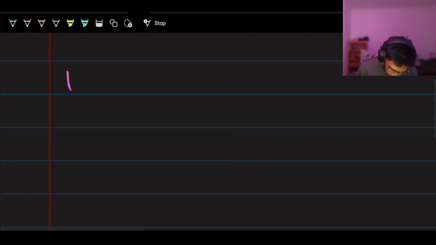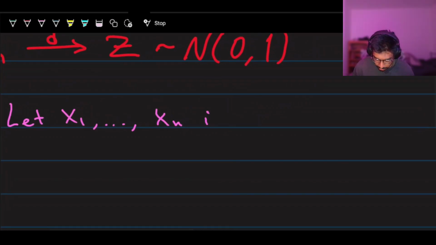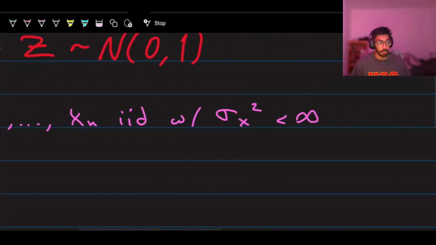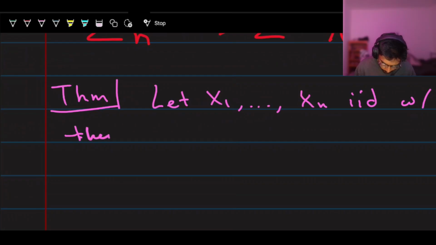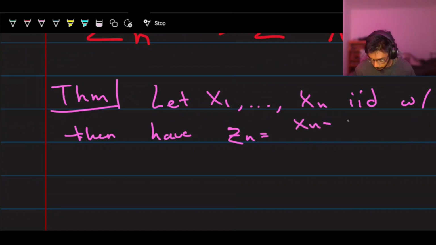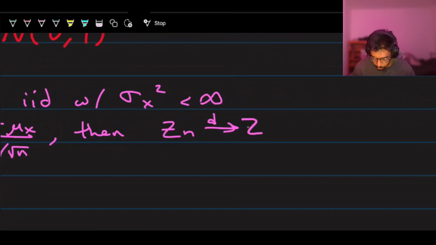More formally, it looks like this: having IID random variables with finite variance, and therefore finite mean, then have Zn equal to these random variables minus their mean over the standard deviation, and then we should have that our Zn converges in distribution to Z, a standard normal.